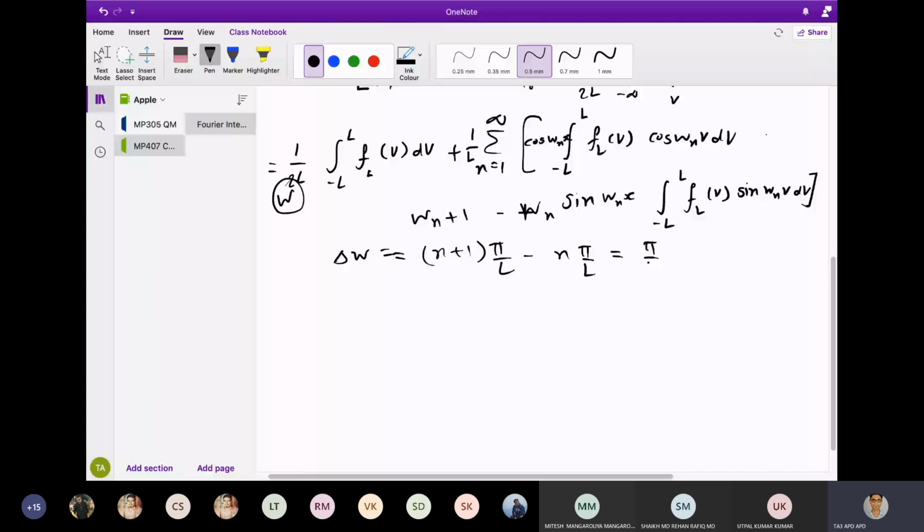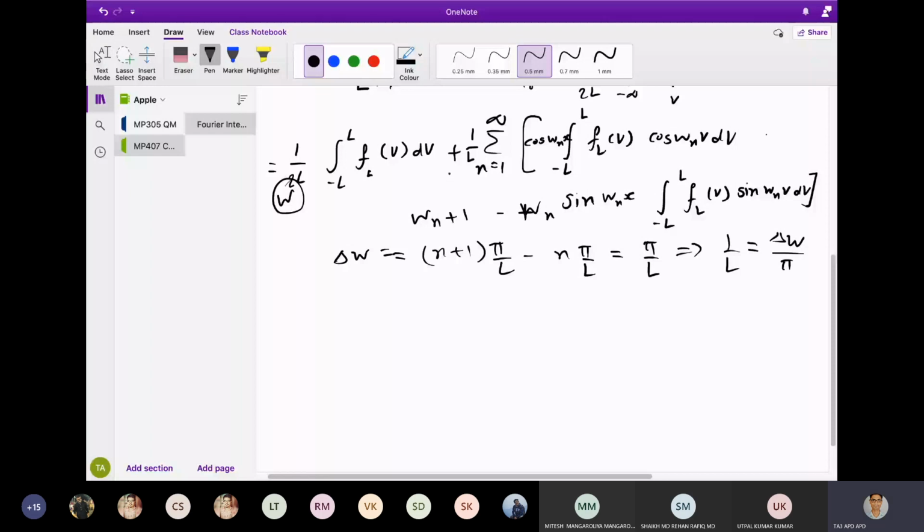Okay, and from this we can say 1 upon L is equal to delta W upon pi. 1 over L equals delta W upon pi. Why? Because we will need it over here to substitute in these expressions.